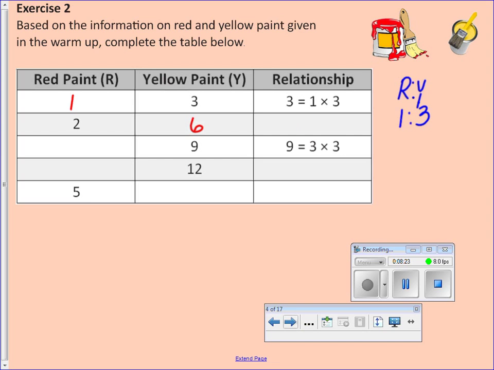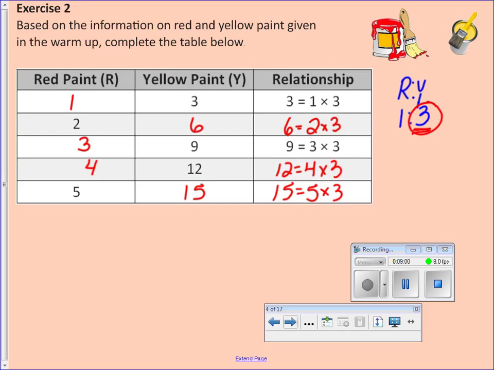So if I had 9 gallons of yellow, that was 3 gallons of red. 4 gallons of red would need 12 yellow. 5 gallons of red would need 15 yellows. So how did I get the 6? I took the 2 reds and multiplied it by 3 because that was in my ratio. To get to 12, I took my 4 gallons of red and multiplied it by 3 because that was my ratio, my value. I got to the 15 because I took the 5 red and multiplied it by 3.